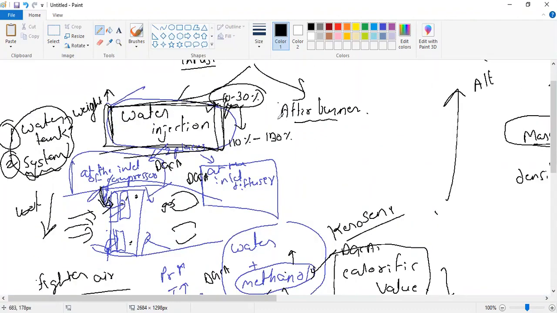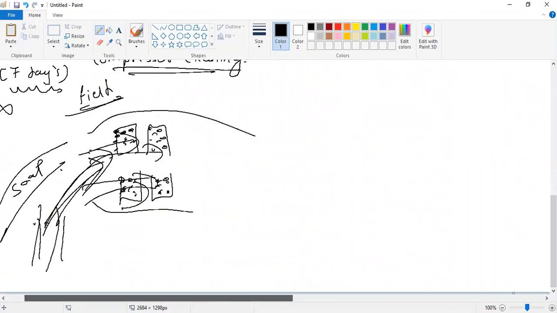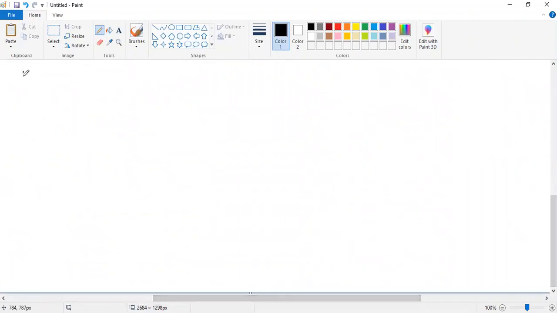Let us understand afterburner. The name itself is suggesting afterburner means it is burning after something, right? Afterburner is also called reheating.